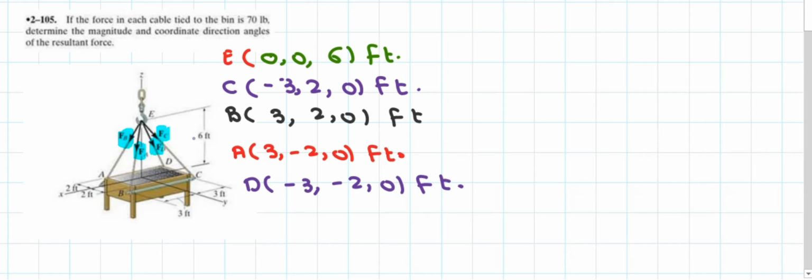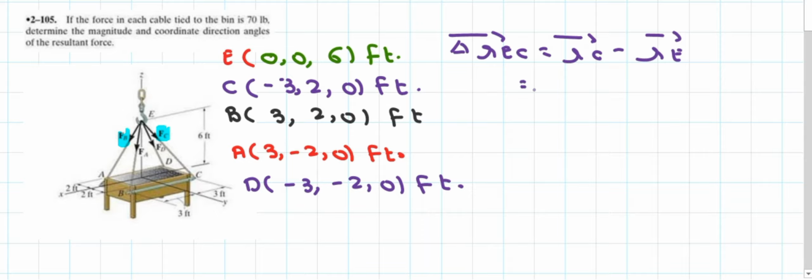If you see the Fc force, the head of the Fc force is directed towards the point C. It means that point C is the final point and point E is the initial point. So the position vector of these 2 points is written as delta REC, which is equal to RC minus RE, because RC is the final point and RE is the initial point. The location of RC is written as -3i, +2j, -6k, and don't forget to write down the unit, that is foot. This is the position vector of REC.